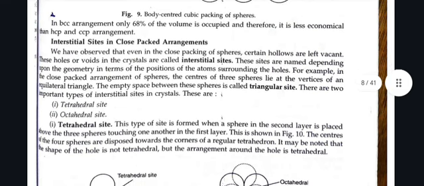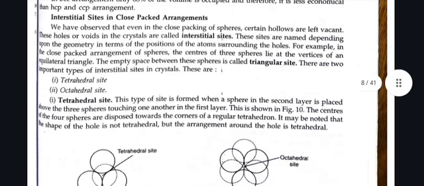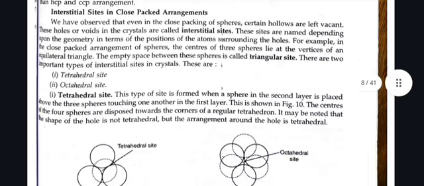Interstitial sites in closed packing arrangements. We have observed that even in the closed packing of spheres, certain hollows are left vacant. These holes are voids in the crystal, called interstitial sites. The sites are named depending upon the geometry in terms of the position of the atoms surrounding the hole. For example, in the closed packing arrangement of spheres, the centers of 3 spheres lie at the vertices of an equilateral triangle. The empty space between these spheres is called triangular site.